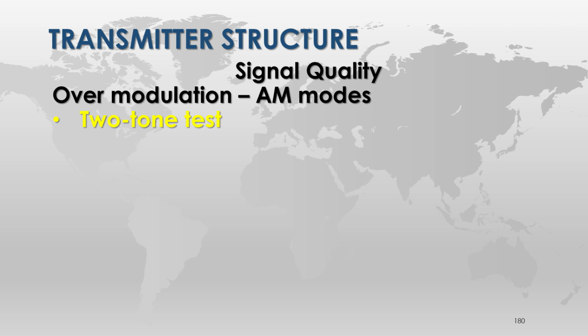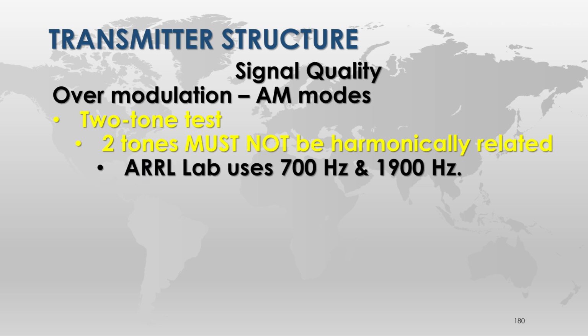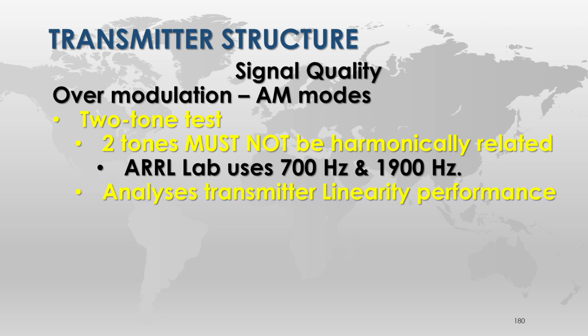Okay, overmodulation AM modes, there's a two-tone test. It's in yellow. Two tones must not be harmonically related. Now, thankfully, you do not have to remember what the two tones are. You just need to know that for the two-tone test, the tones must not be harmonically related. ARRL lab uses that. Who cares? It's black. Analyzes the transmitter linearity performance.